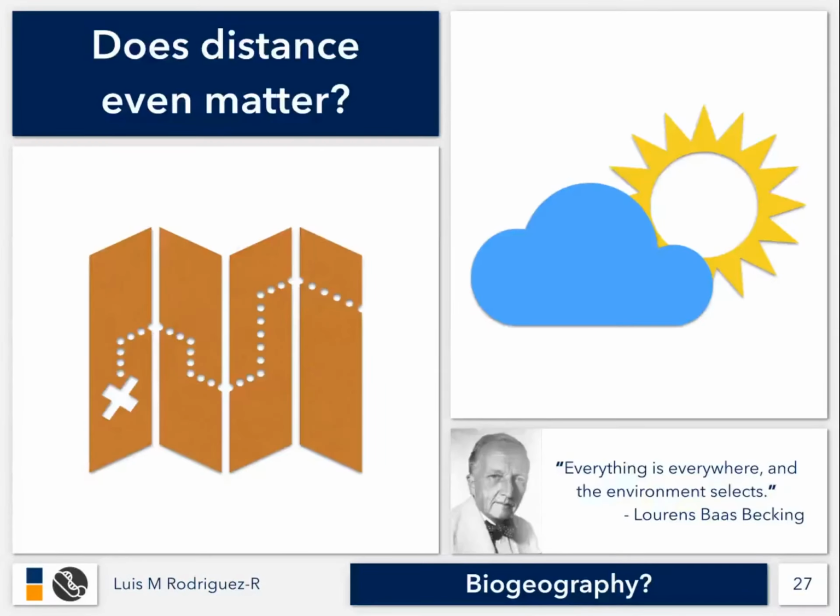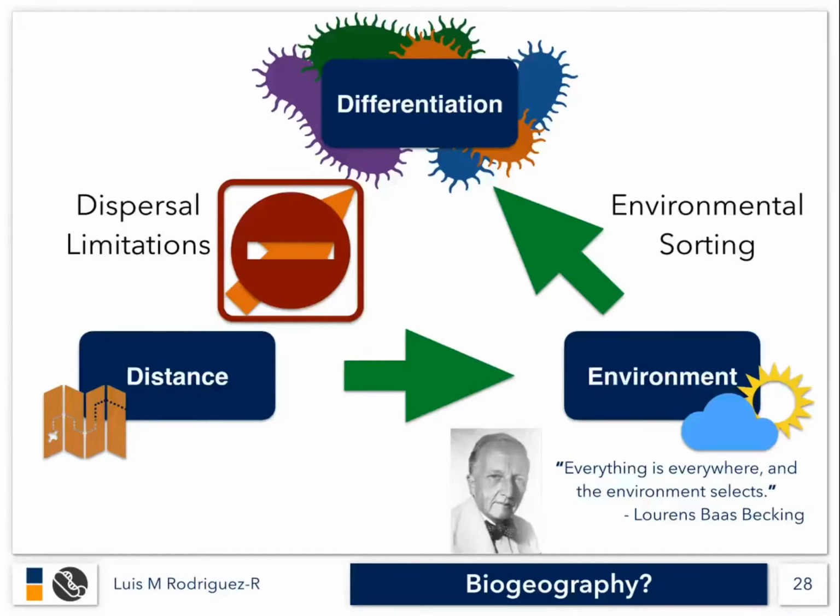But the thing is, very early in microbial ecology, even before the term microbial ecology existed, there was this phrase by the Dutch microbiologist Lourens Baas Becking that has become a mantra of the field, which says that everything is everywhere and the environment selects. So basically what Baas Becking is saying is that dispersal limitations don't even matter at all. There is no effect of dispersal limitation.